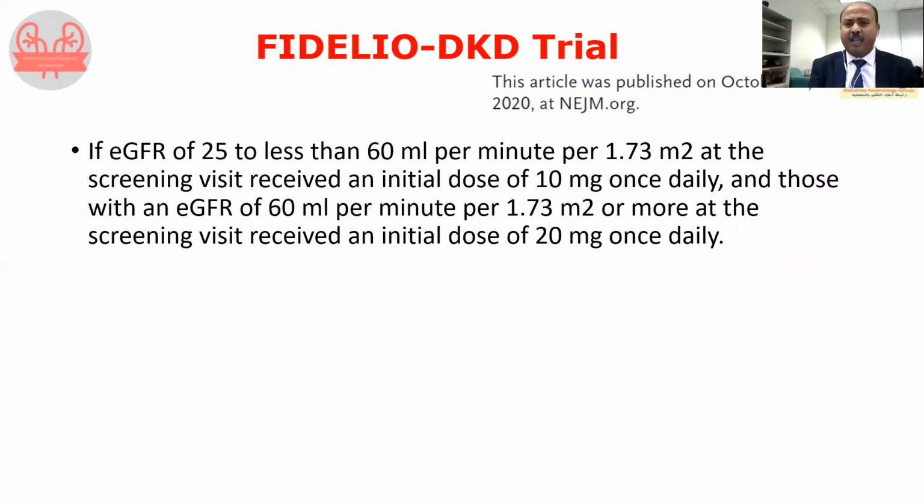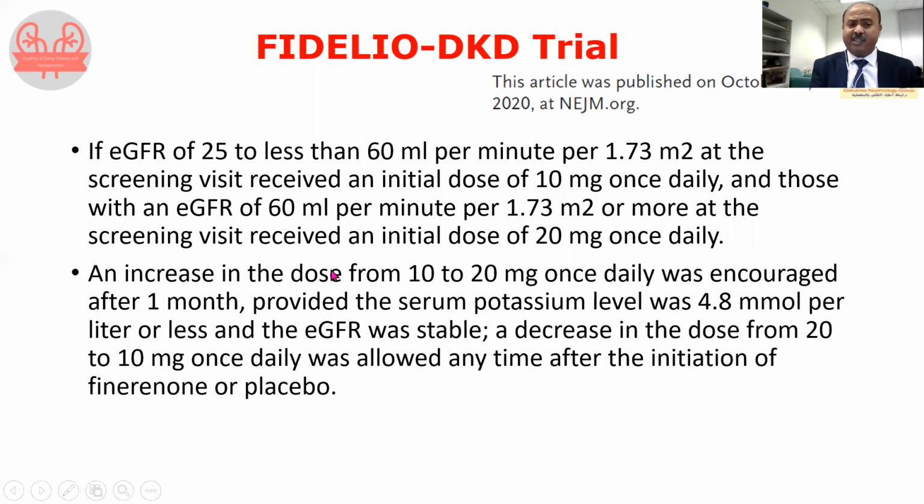What is the dose and how did they manipulate the dose? If estimated GFR is 25 to less than 60 milliliter per minute at the screening visit, the initial dose is 10 milligram. If it is 60 or above, the initial dose is 20 milligram once daily. An increase in the dose from 10 to 20 once daily was encouraged after a month, to be sure that there is no hyperkalemia, provided that serum potassium is 4.8 millimole per liter or less.